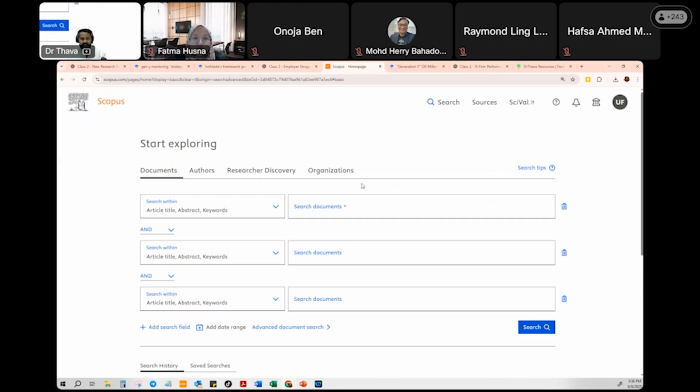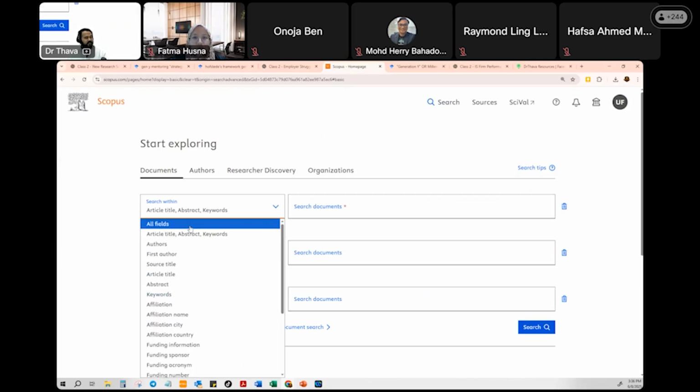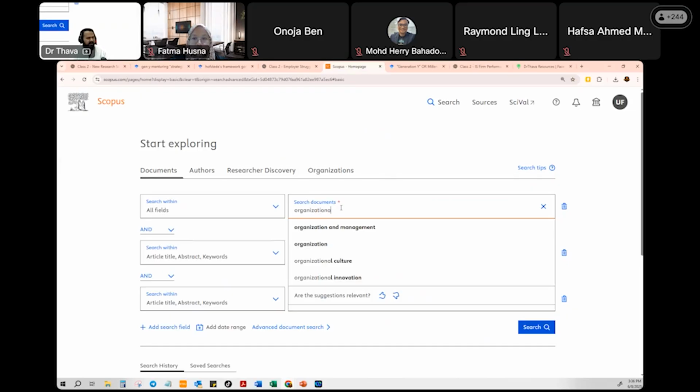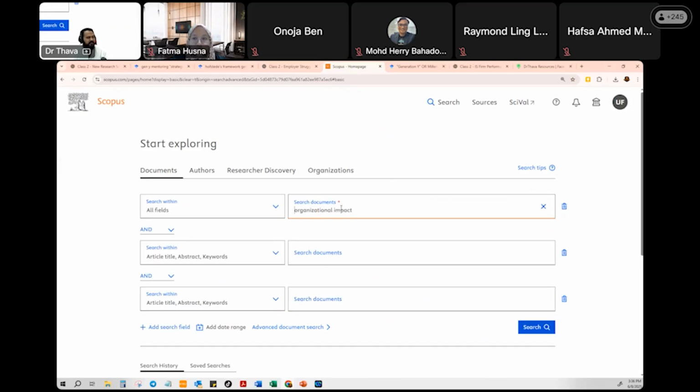I turn to Scopus to check in the Scopus database whether such papers exist or not. So this is the Scopus database. This is how you search in Scopus. You go to all fields, organizational impact. Then we take AND, all fields, Gen Y. This is a quotation mark.